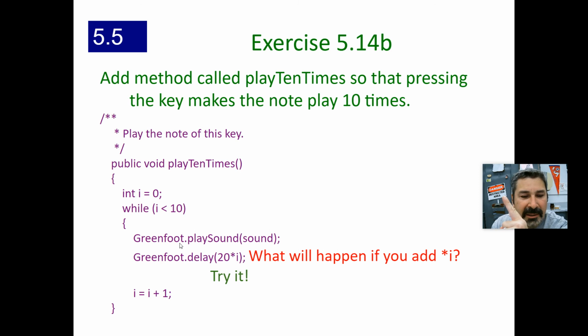Is 1 less than 10? Yes, it's going to jump us in. And this is going to delay 20 times 1, which is 20. Then I is 2 next time through, so 20 times 2 is 40, right? So you can see what's going to happen. The delay is going to increase. See if you can guess what you think is going to happen.